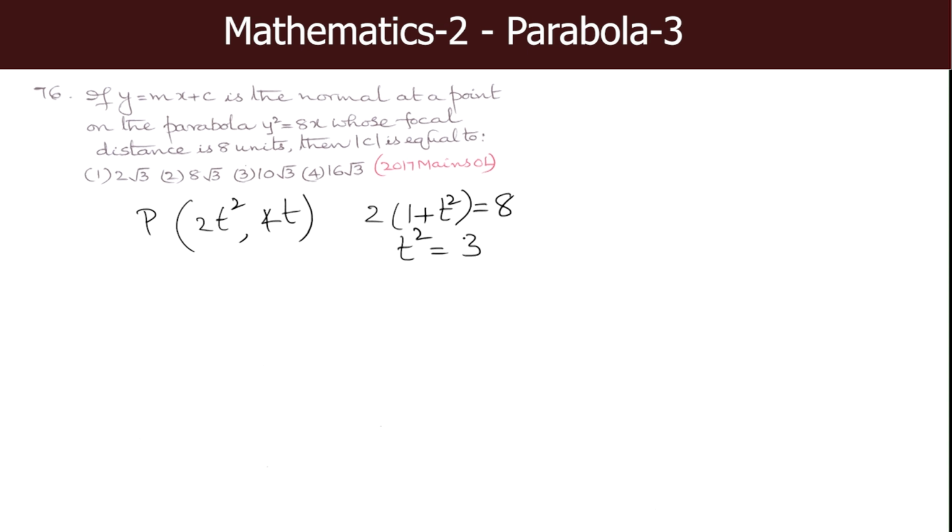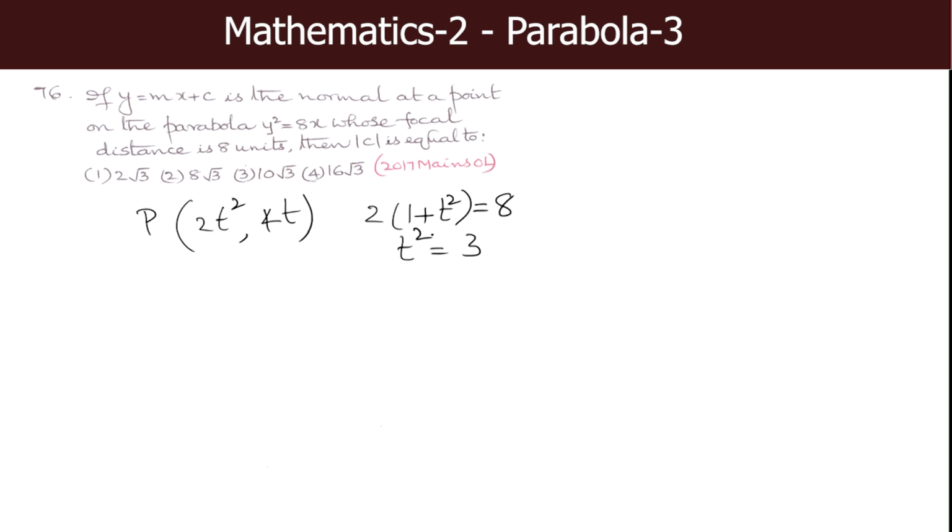Okay. Therefore, t square equal to 3. Well, what is P? The focal distance is 8 units. So, this is 2 into 1 plus t square. A into 1 plus t square is the focal distance of the point, which is equal to 8. 1 plus t square is 4, t square equal to 3.